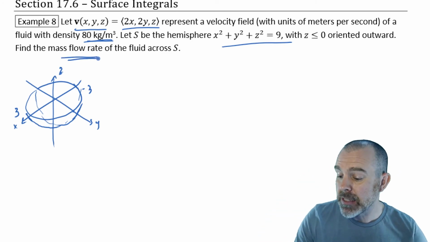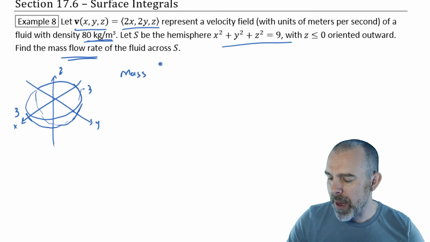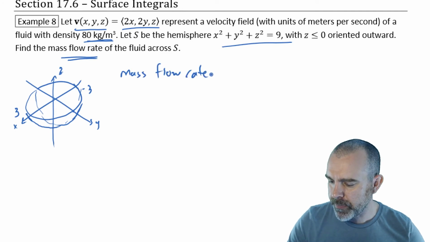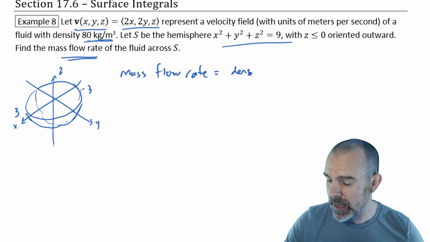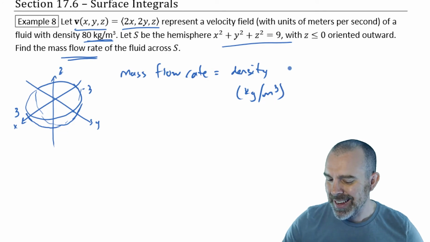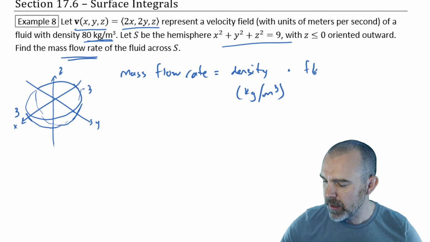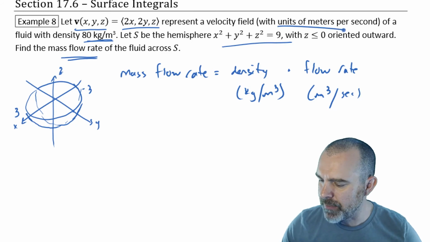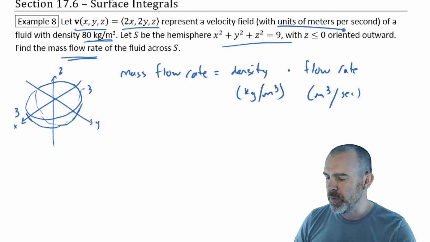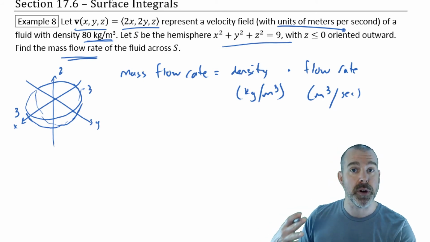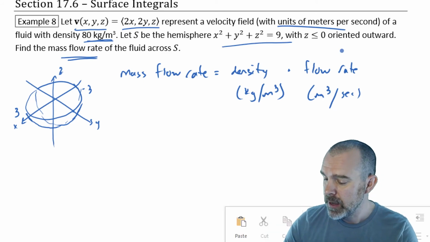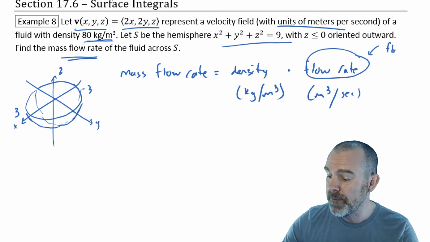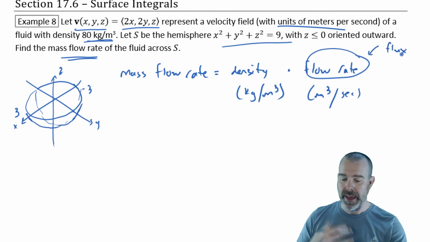We want to find the mass flow rate. Well, the mass flow rate will be the mass density, which is kilograms per meter cubed, times the flow rate, which will be meters cubed per second, because our velocity field is meters per second. So if you multiply those two, you can see you'll get kilograms per second, the mass flow rate. Now the flow rate is actually the flux. That's how we will calculate the flow rate. That's why it's in this section.